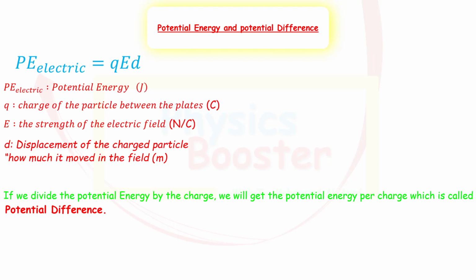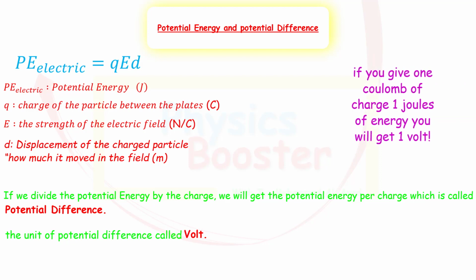Well, by numbers or by equations, it's simply that if we divide the potential energy by the charge, we get something called the potential difference. But let's try to understand it physically more. First of all, we must memorize that the unit of potential difference is volt. Okay, now let's imagine it this way.